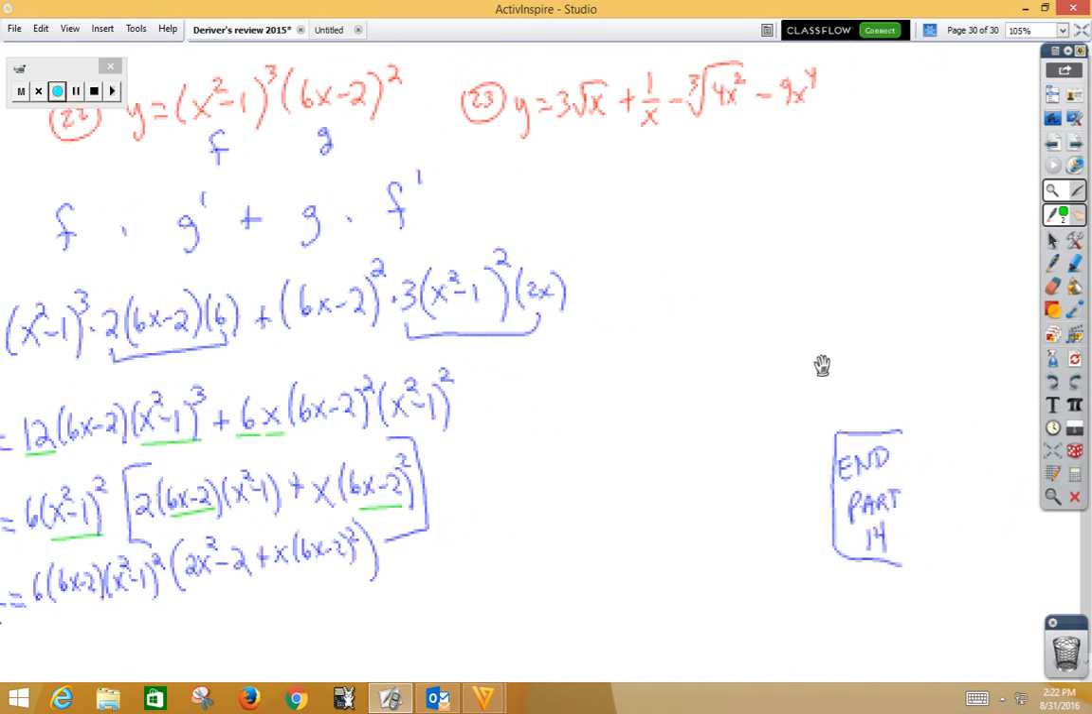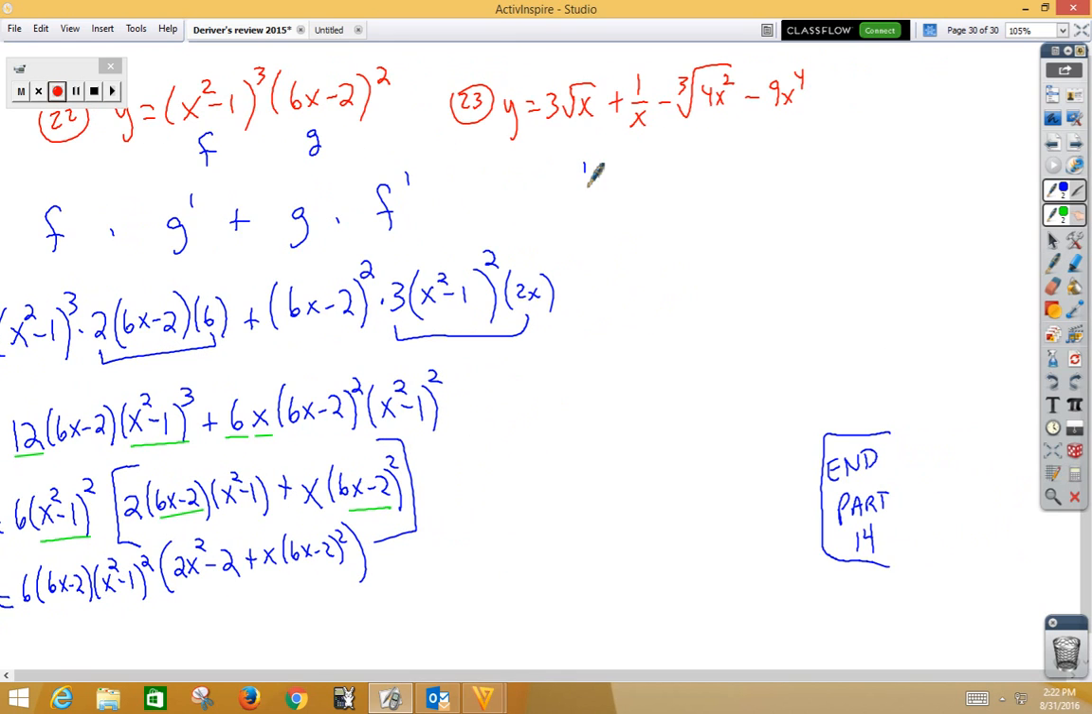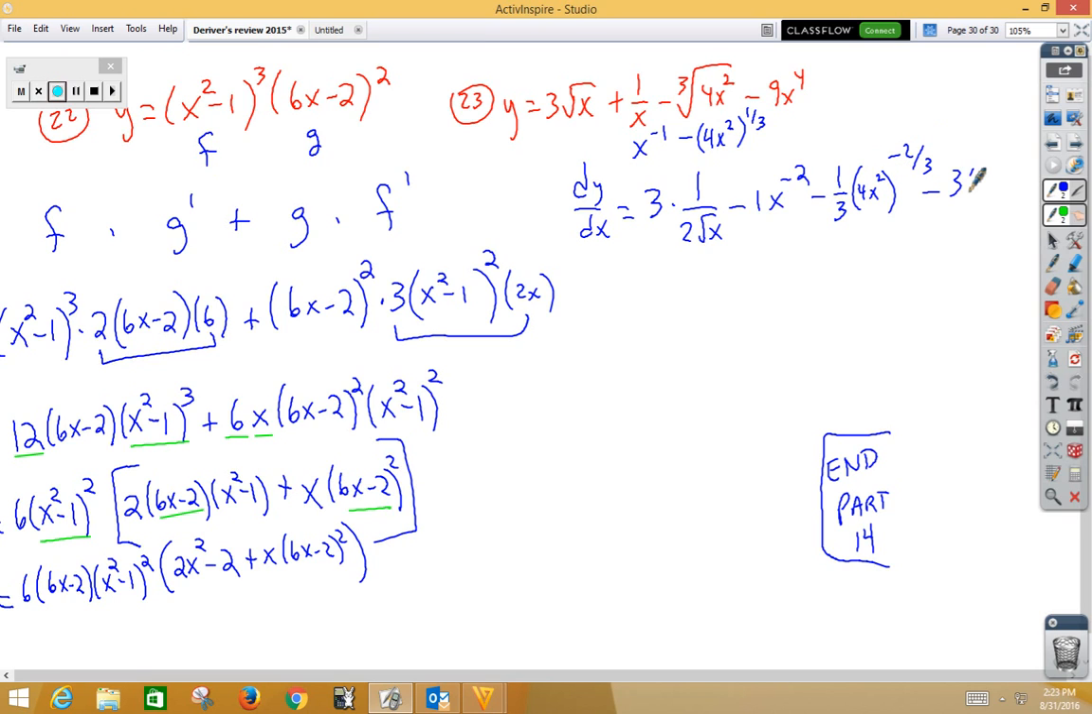In 23, we're just doing term by term, so dy dx is equal to, that would be 3 times 1 over 2 root x. Let's think of this as x to the negative 1, so that's negative 1x to the negative 2. Let's think of this third term as negative 4x squared to the 1/3 power, so that would be negative 1/3 to the negative 2/3 4x squared, and then minus a 36x cubed.